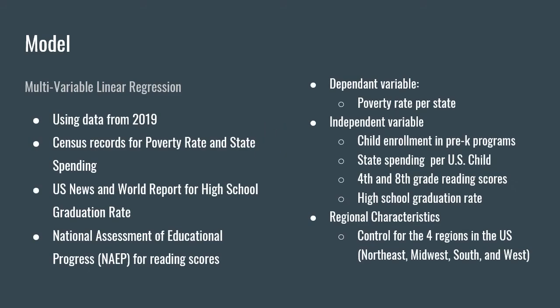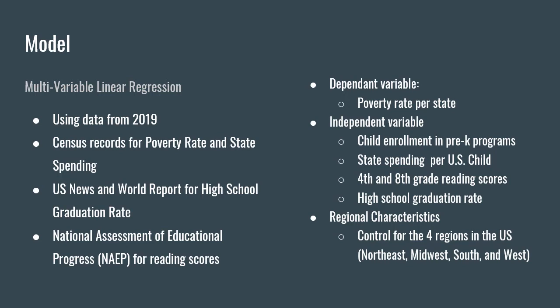So the model that we want to use is a multivariable linear regression model. We pulled data from 2019 census records for the poverty rate and the state spending variables, and we used the U.S. News and World Report high school graduation rates and the national testing for reading scores. And we chose to have our dependent variable as the poverty rate per state, and our independent variables are child enrollment in pre-K programs, spending on the pre-K programs, 4th and 8th grade reading scores, and high school graduation rates.